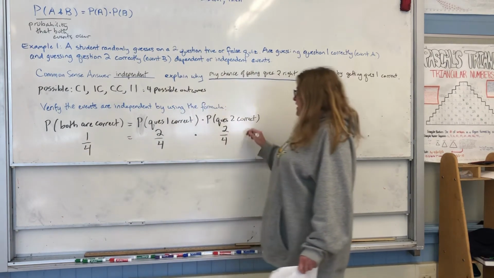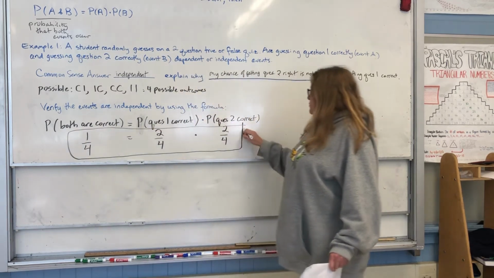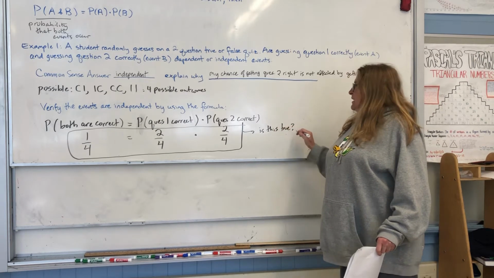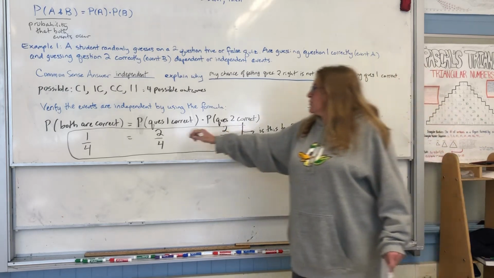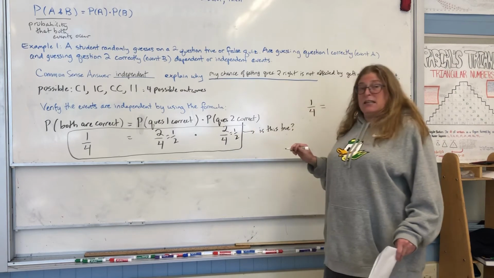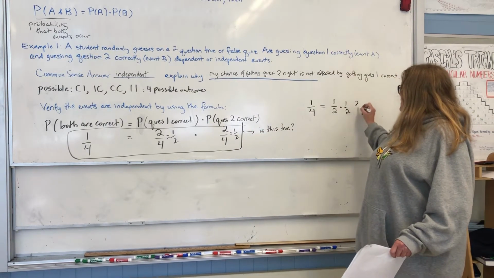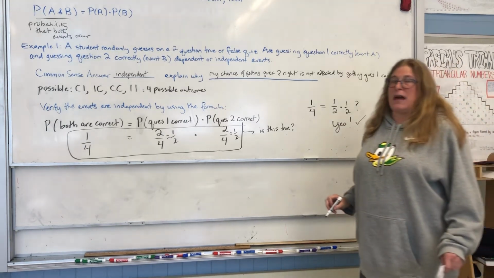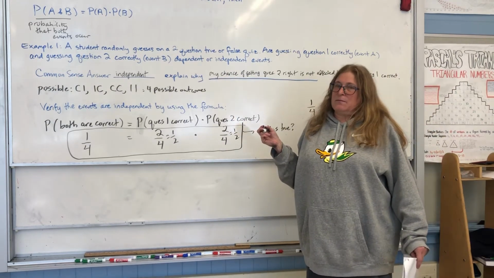So did we just create a true equation? Is this true? Well, let's see. Is 1/4 equal to, now let's reduce this to 1/2, and let's reduce this to 1/2. Is 1/4 indeed equal to 1/2 times 1/2? Yes. We have just proved that they are independent using our mathematical model, even though we can pretty much figure it out using common sense.